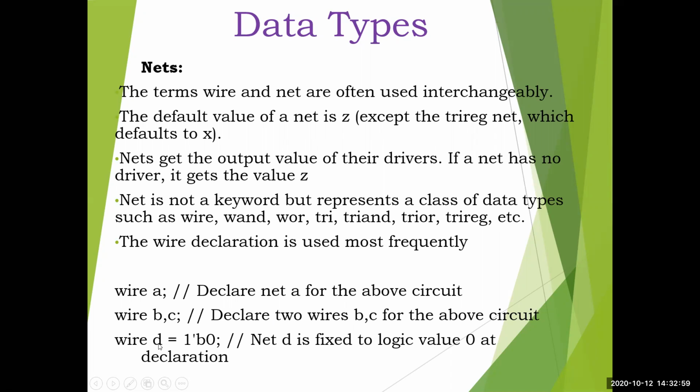By default, what is the value of nets? It is z, except tri register. But if you initialize it to 0, it will now take the value 0. In some cases we require this situation, then we assign 0. So net D is fixed to logic value 0 at declaration. This is about the nets data type. Hope it is clear. The keyword is wire here and it is a scalar. The vector type we'll see in the third part.